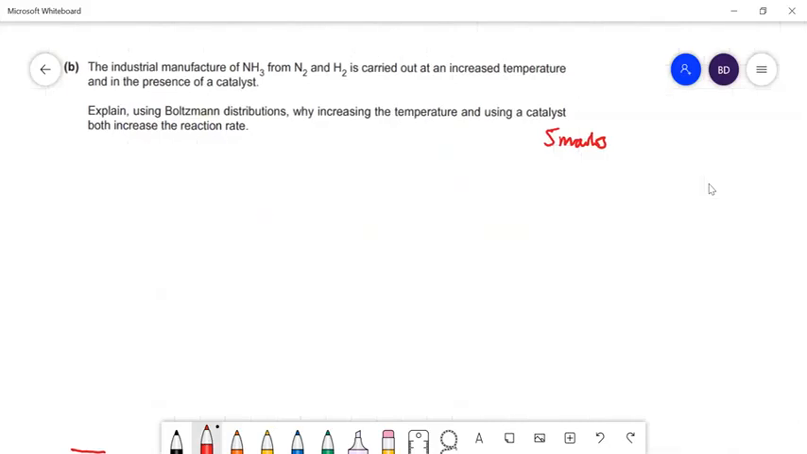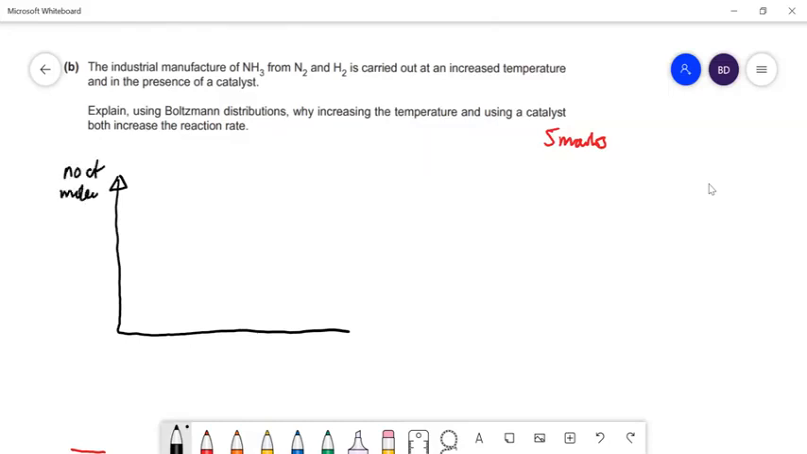The industrial manufacture of ammonia is carried out at an increased temperature and in the presence of a catalyst. Explain using Boltzmann's distributions why increasing the temperature and using a catalyst both increase the reaction rate. Let's draw one Boltzmann distribution here. On the y-axis we put the number of molecules, and on the x-axis we're going to have the energy.